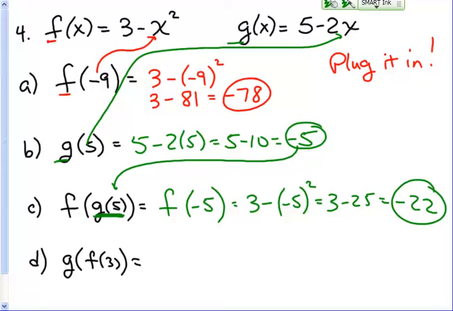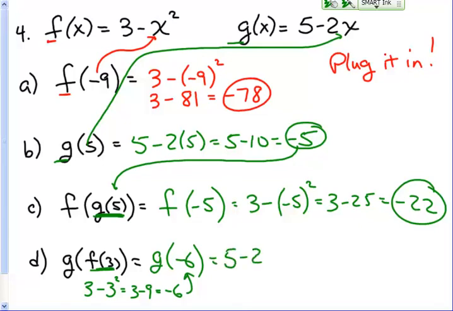Finally, for here, we've got to calculate f of 3 first. So that would be 3 minus 3 squared, which is 3 minus 9, which is negative 6. So now we are evaluating g of negative 6, replacing f of 3 with that, and we plug into our g formula, which gives us 5 plus 12 is 17.